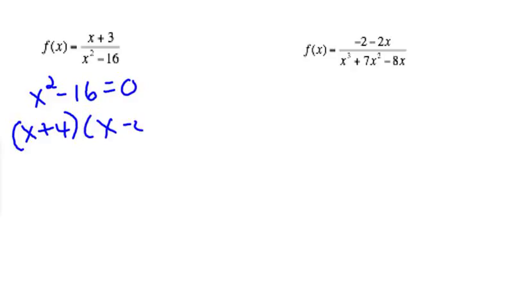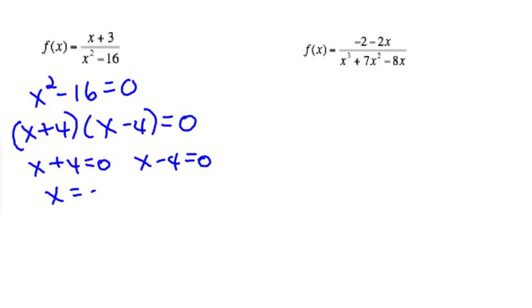And remember, the zero product property says if any two things are multiplied and equal 0, then one or the other of them must equal 0. So I'm going to take each one of these, set it equal to 0, and solve. Now I have x minus 4 equals 0. And here, of course, when I move over that 4, I get x equals positive 4. And here, when I move over the 4, I get x equals negative 4.